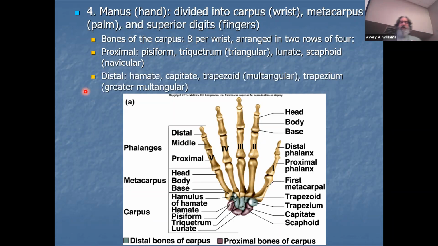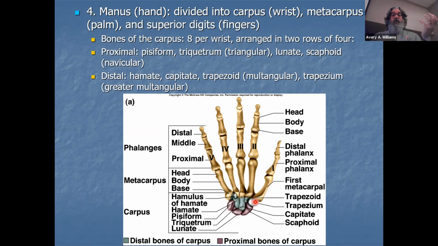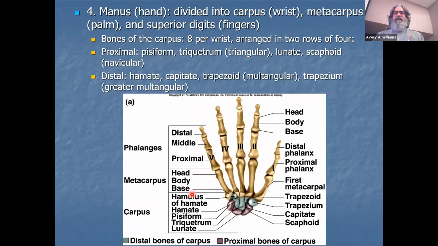And then the 4 distal bones out from that: the hamate. Hamate means has a hook. It actually has a hook on it called the hamulus. You can see right here the little hamulus. Kind of a neat thing. The capitate, it's the big one right there. And then trapezoid and trapezium. Older books might call the trapezoid the multangular, and the trapezium the greater multangular.